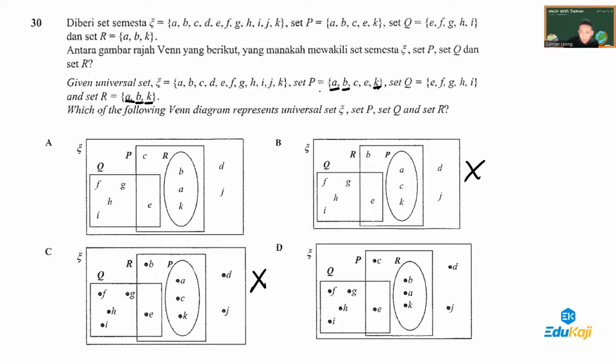D. Set Q, E, F, G, H, I, then A, B, C, K both has E. Yeah, so their intersection has an E. Both of this has. Actually, they are pretty much the same. It's just that I have a dot in front. So usually when we represent elements, we put a dot in front. So yeah, answer would be the D.